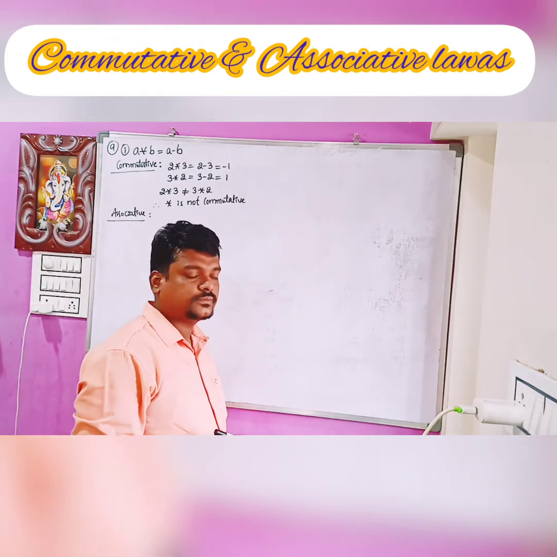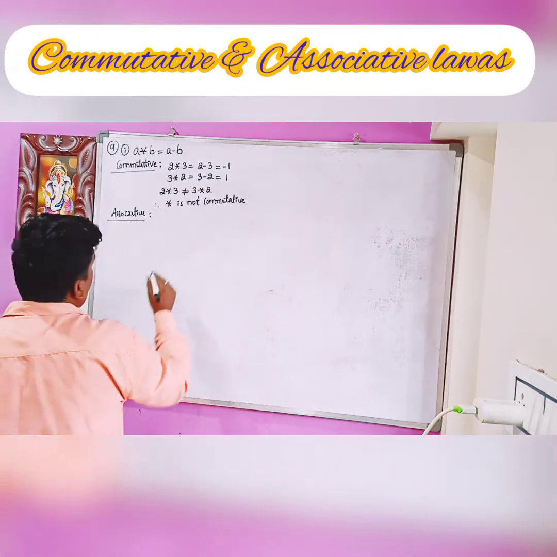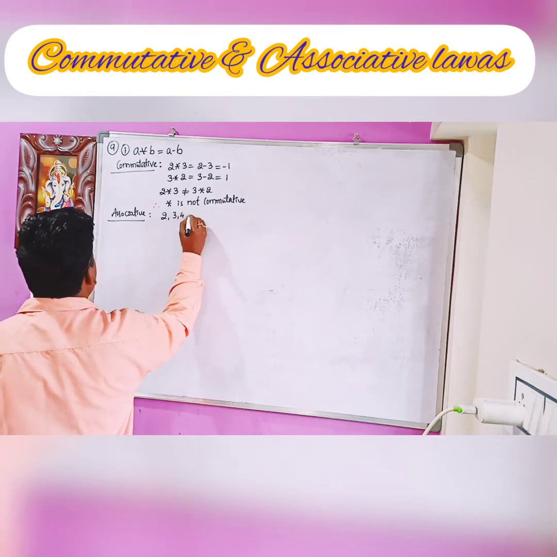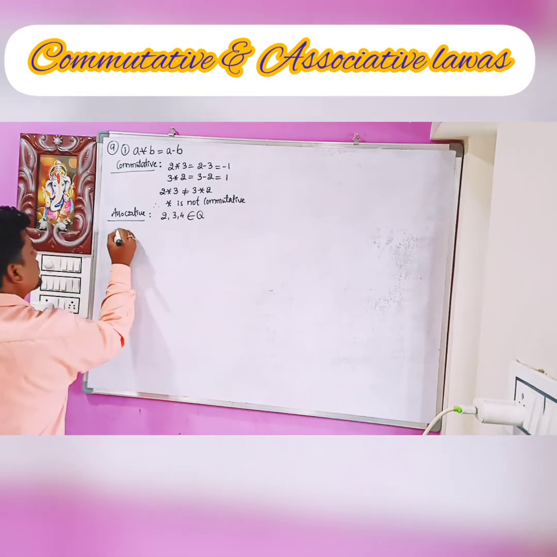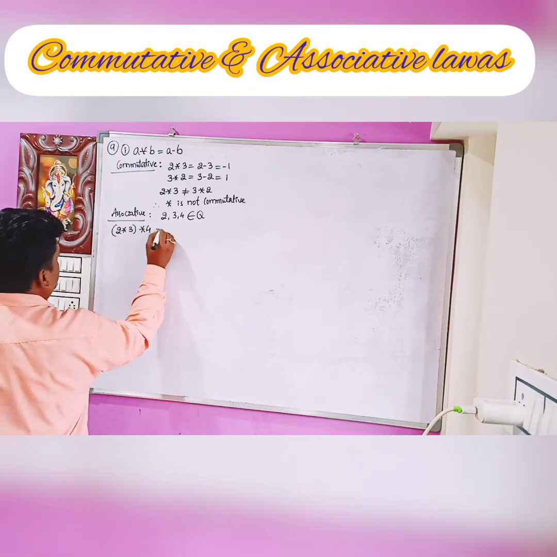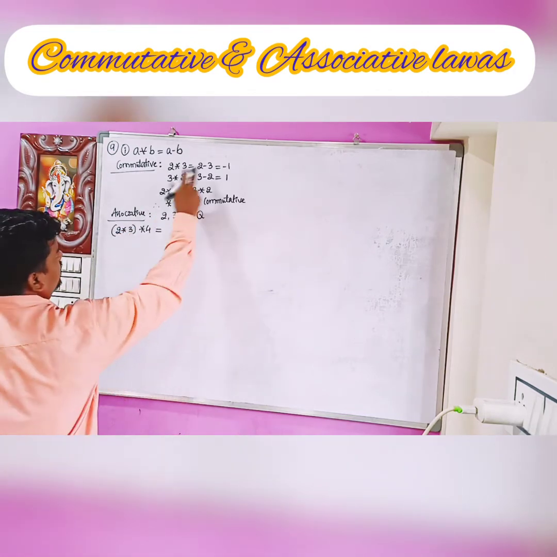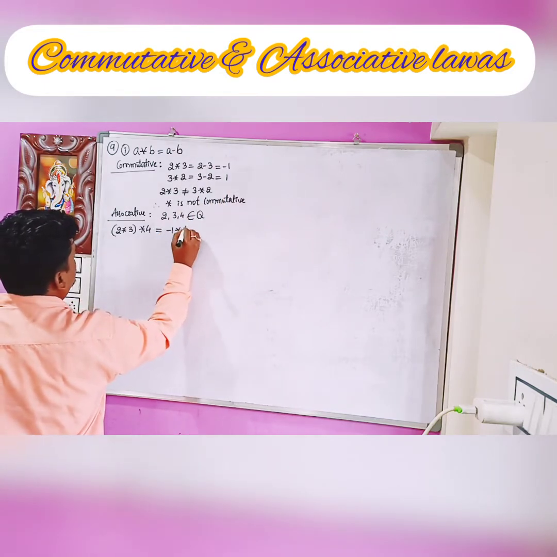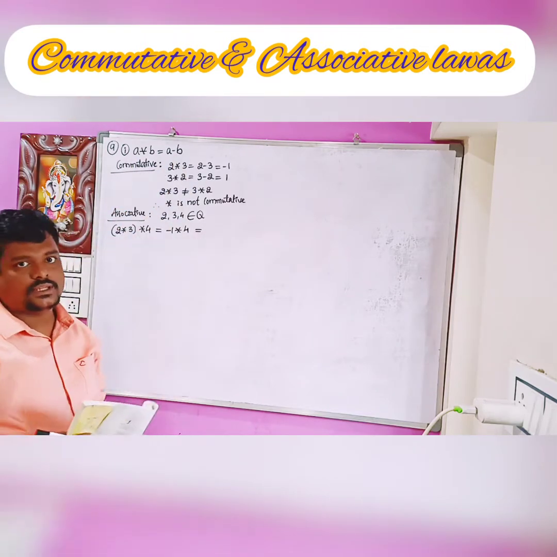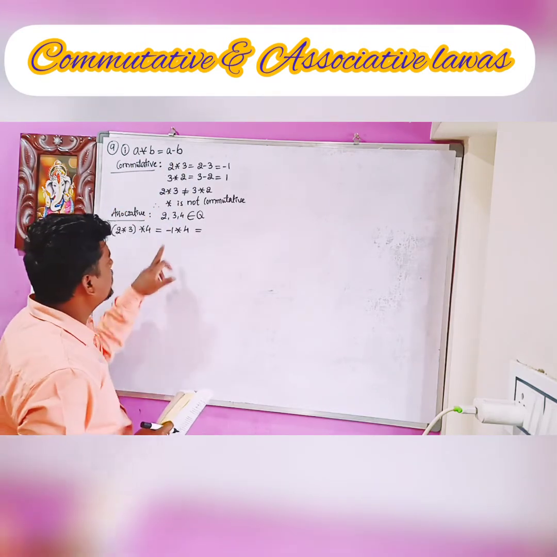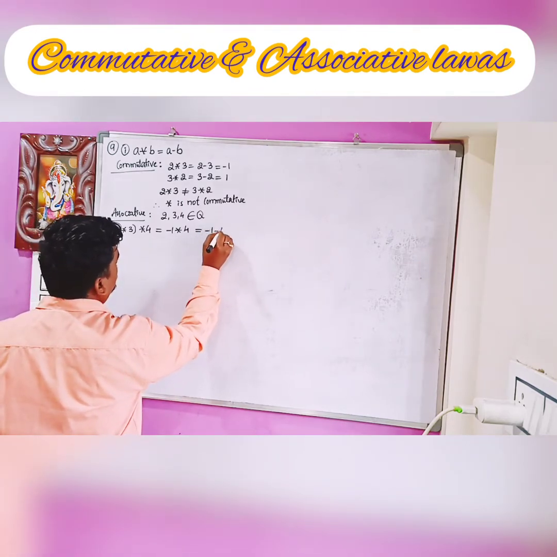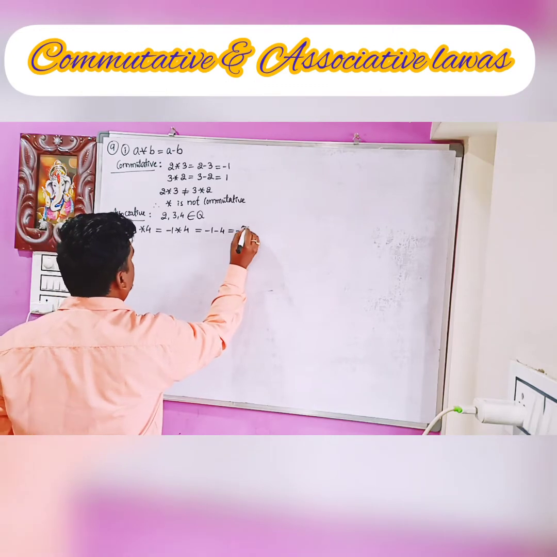Now associative. If I consider the three elements 2, 3, 4, which belong to the set of rational numbers, let me find (2 star 3) star 4. What is 2 star 3? Already we have got it, it is minus 1. So minus 1 star 4. A star B means A minus B, so minus 1 minus 4, which is minus 5.